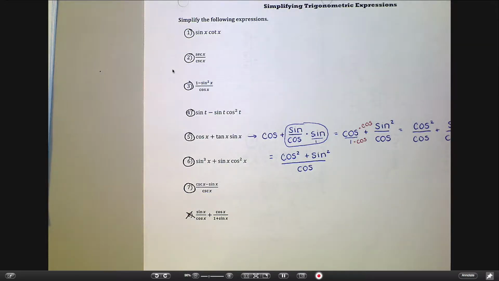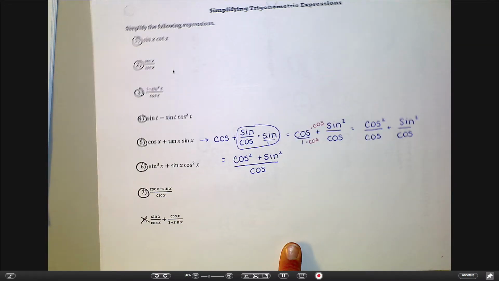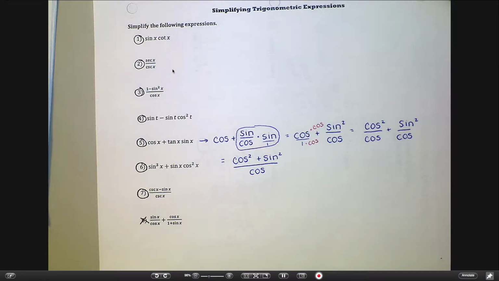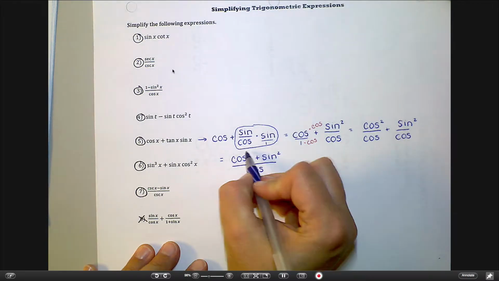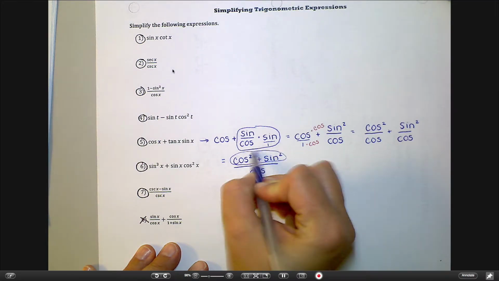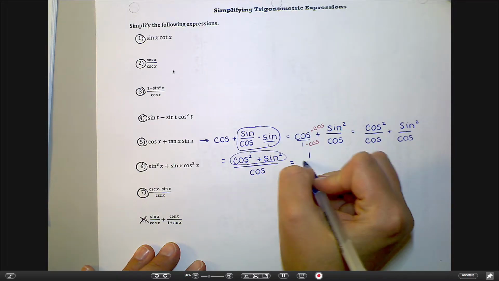Any thoughts about what to do? Oh, I'm sorry, I didn't realize that was off the page. Any thoughts about what to do now? Does the top of that fraction look familiar to anyone? It's 1, right? Cosine squared plus sine squared is just 1. So this right here can be replaced with a 1. So this becomes 1 over cosine.